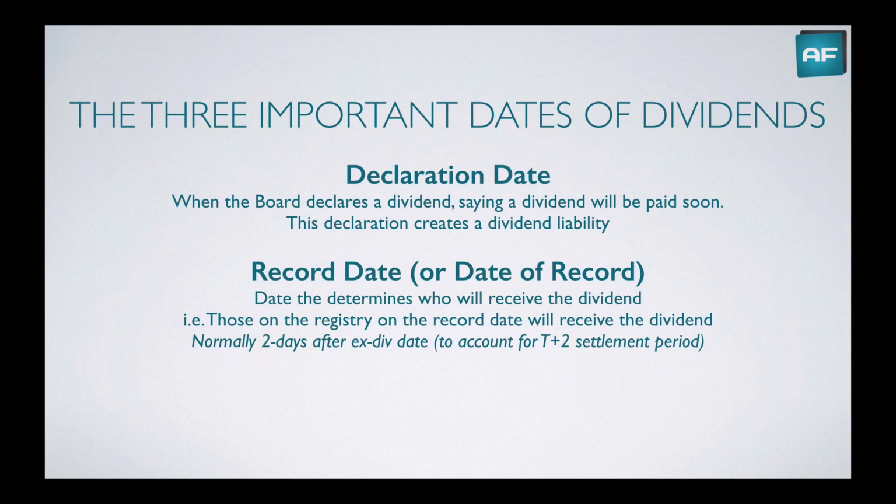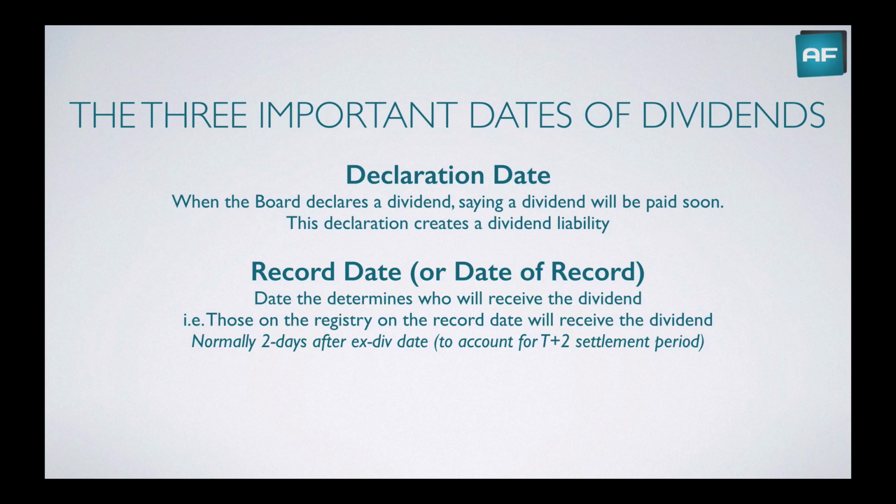The second important date is the record date, or date of record as it's also known. This is the date that determines who will receive the dividend. In other words, those on the share registry on the record date will receive the dividend. So when the board declares a dividend, they'll also declare a record date or date of record. And then anyone who owns shares on that particular record date will receive the dividends.